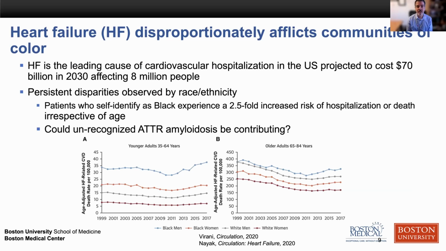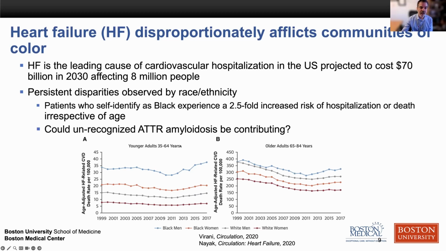Unfortunately, persistent disparities have been observed looking at race and ethnicity across the population when we're looking at heart failure and heart failure outcomes, such that people who identify as Black have a 2.5 increased risk of hospitalization or death from heart failure irrespective of age. And you can see that that incidence actually is increasing, particularly in this blue curve here, which represents Black males, younger and older people over the past few years.